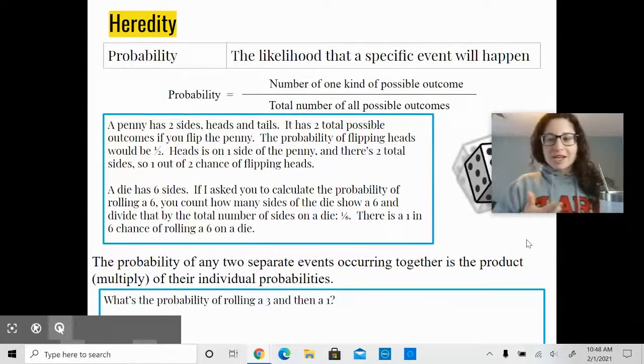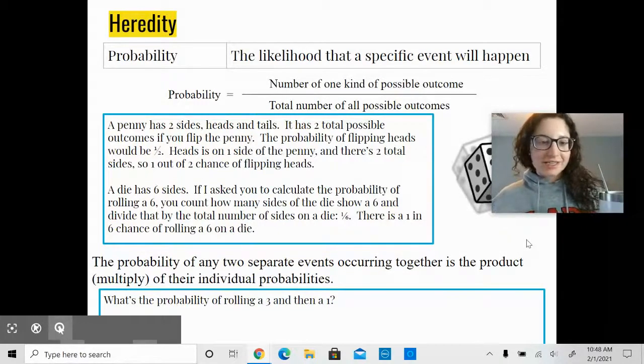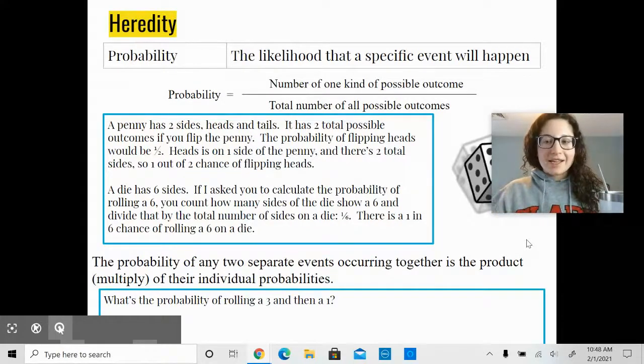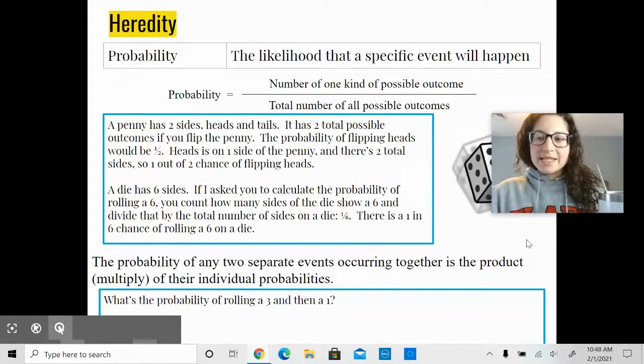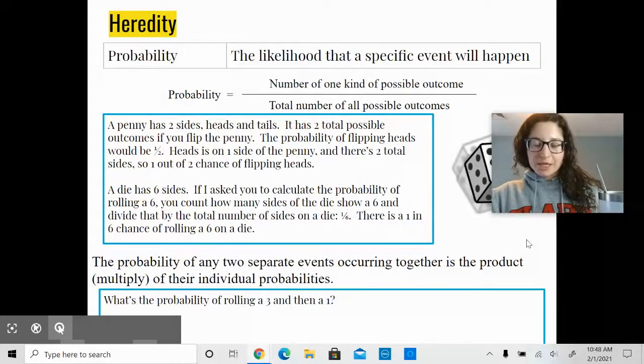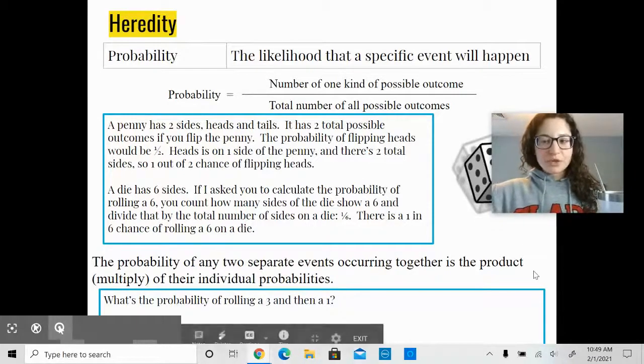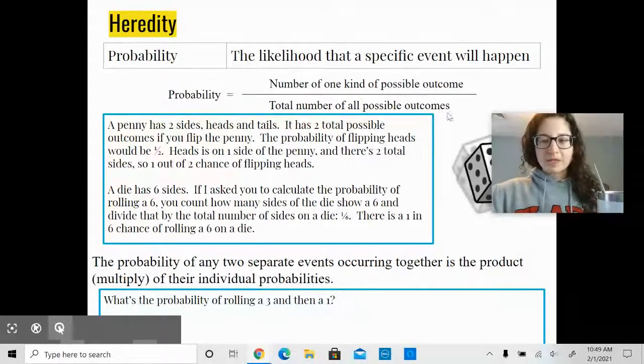So if you flip a coin, you're going to have a 50% chance that it lands on heads and a 50% chance that it lands on tails. If you roll a die, just one, it's 6 sides. So you have a 1 in 6 chance of it rolling on a 2. These are all ideas of probability. So judging off of parents' genetics, we're able to actually predict the probability of the offspring inheriting a certain trait from the parents. So in order to calculate probability, it's just the number of one kind of possible outcome divided by the total number of possible outcomes.